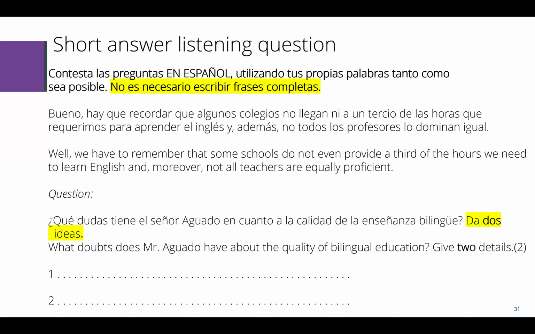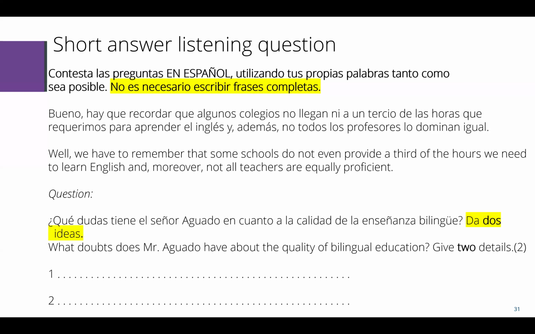It's just something that students love, is writing lots and lots. And you can see that it says you've got to answer these questions in Spanish as far as possible, using your own words. So that means it's more challenging in listening. It's more attractive to students in reading, lifting stuff, lifting words and sentences from the text.